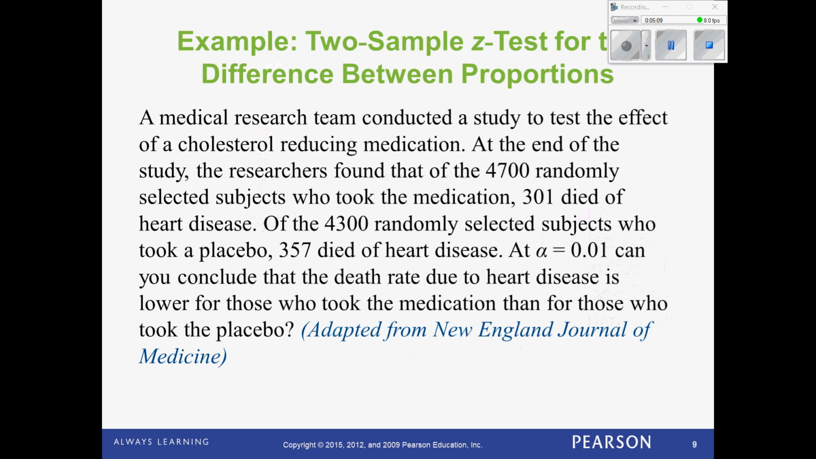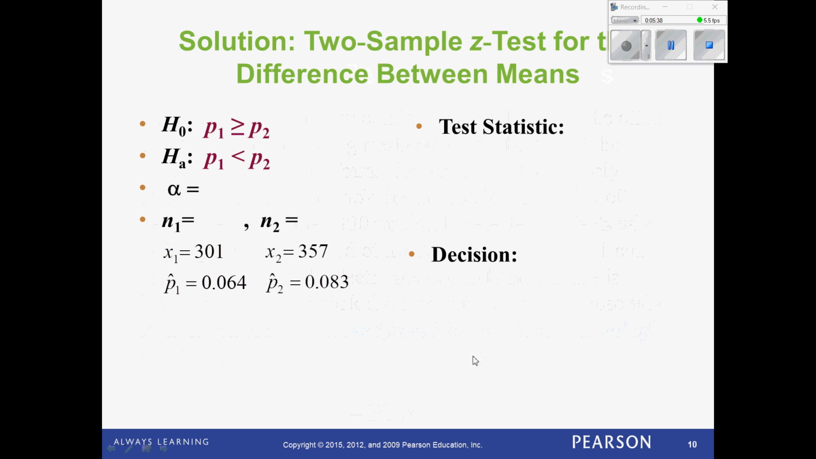Let's look at another one. Medical research convened a study to test the effects of cholesterol medication. At the end of the study, researchers found that of 4,700 randomly selected who took the medicine, 301 died. Of the 4,300 who did not and took the placebo, 357 died. Can you conclude the death rate due to heart disease is lower for those who took the medication than for those who took the placebo? Notice here, they give us our x1 and our x2. They don't give us the p hat. So we would have to calculate our p hat.